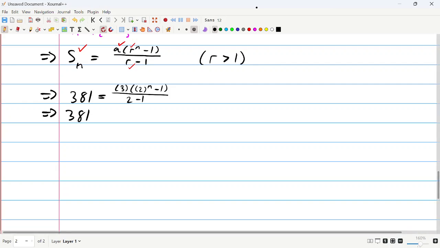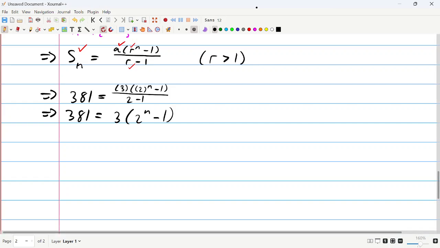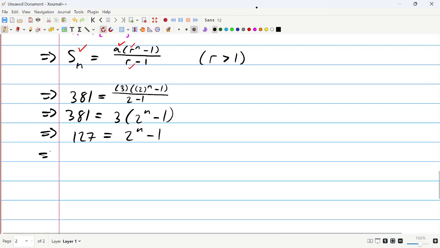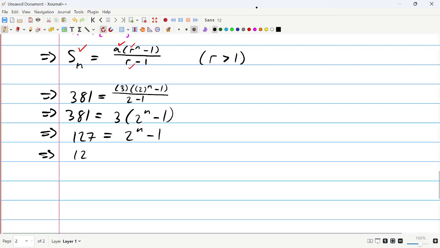381 equals, this is divided by 1 because 2 minus 1 is just 1. Therefore, we have 3 multiplied by 2 to the power of n minus 1. Divide both sides by 3. 381 divided by 3 is 127, and we're left with 2 to the power of n minus 1. We add 1 to both sides to get rid of the negative 1. Therefore, we have 128 equals 2 to the power of n.